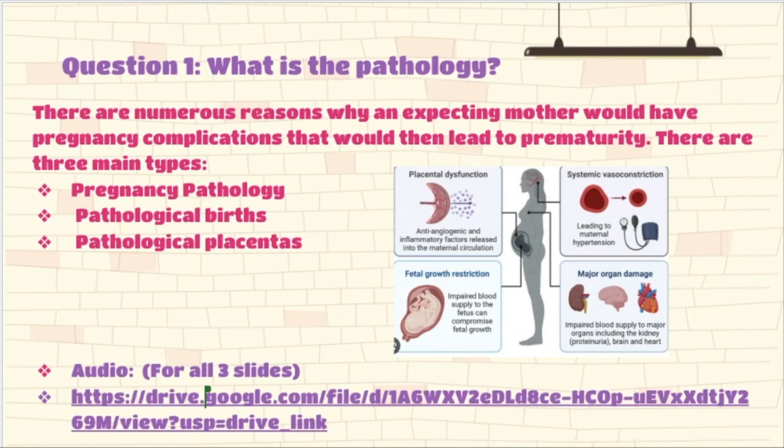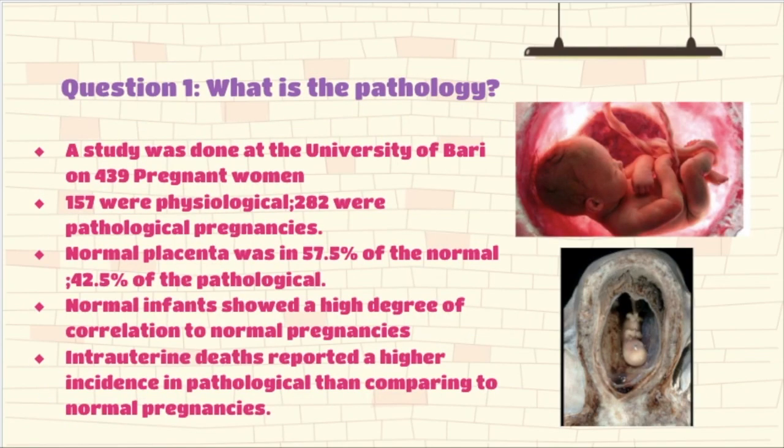The first type is pregnancy pathology, which includes maternal diabetes, preeclampsia, maternal hypertension, stained amniotic fluid, premature rupture of the membrane, and others. The second main type is pathological births, which include premature neonates, neonatal sepsis, neonatal death, neonatal resuscitation, and others. And the last type is pathological placentas, which include infection, fetal malperfusion, maternal malperfusion, intervillous hemorrhage, and others. I also included a diagram in this first slide, mainly on the placental dysfunction and the major organ damage to a mother.